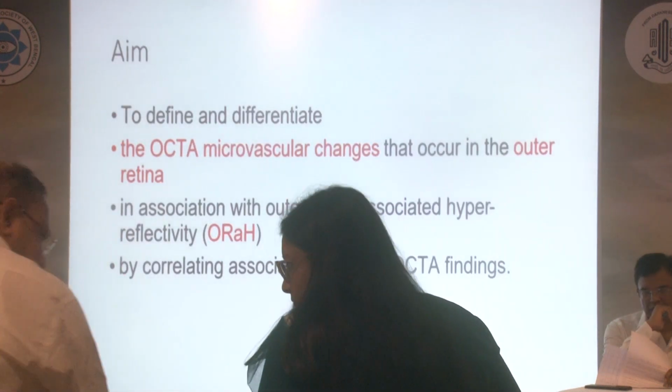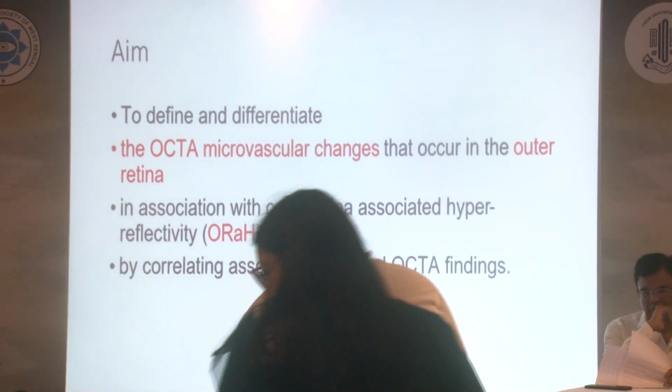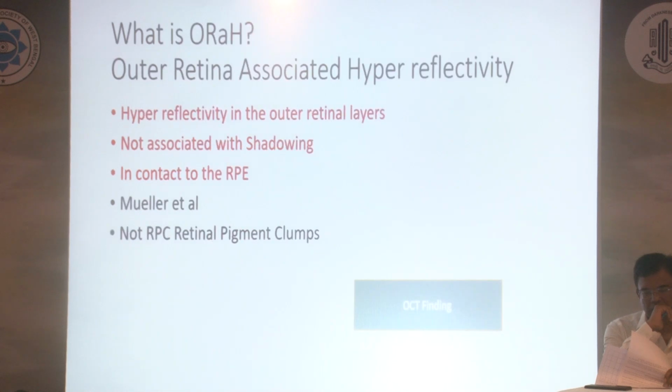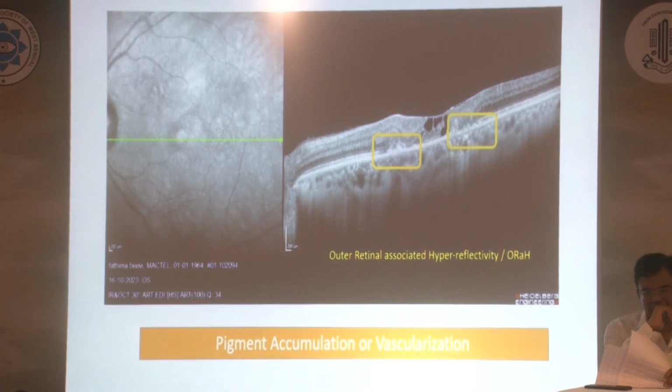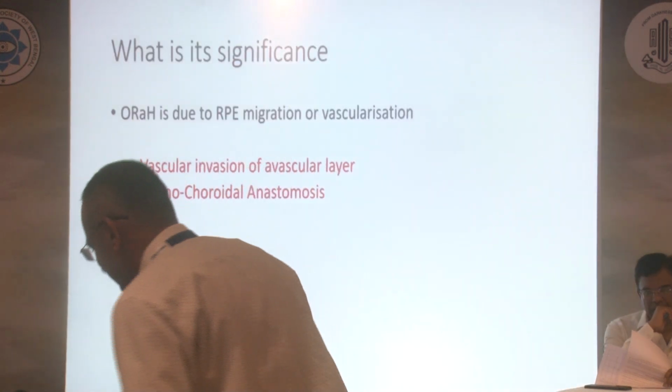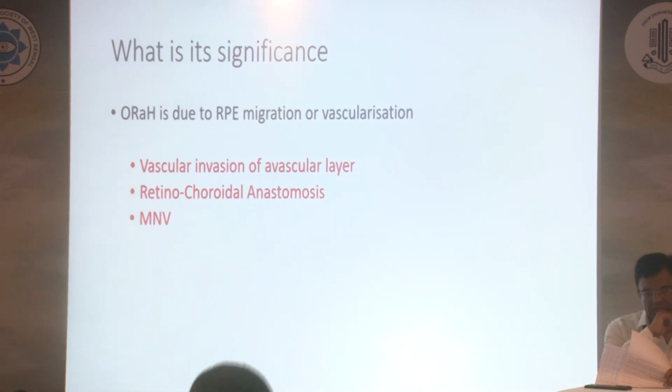This is a study to evaluate the outer retinal microvascular changes that happen when there is a new OCT finding called AURA, that is outer retinal associated hyperreflectivity. So what is AURA? When you see this, you have hyperreflectivity in connection with the RPE in the outer retina. This could be either pigment or it could be vascularization. And when it is vascularization, we think of three conditions: whether it is an invasion, or a retinochoroidal anastomosis, or it is actually an SRNVM.